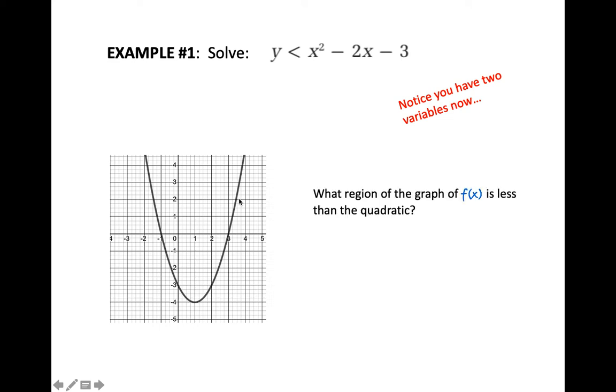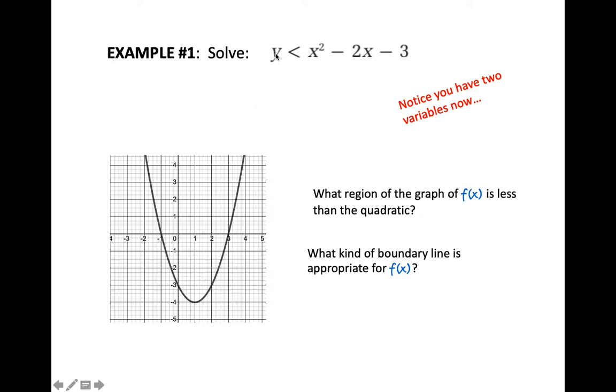So now there are a couple things we need to ask ourselves. What region of the graph of the function, so this function that we have, our parabola, is less than the quadratic? So where are the y values less than that? And secondly, what kind of boundary line is appropriate for this one? Well, if we look back, we see that there is no equal sign. So when we go to draw our final answer, we really should use a dotted line to indicate that it's not equal.